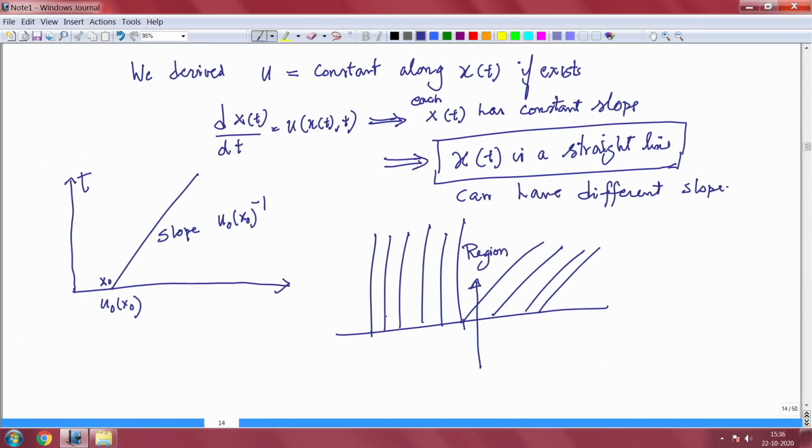A region without any information, because the characteristics are the ones transporting information from the initial values. The value u naught of x naught is transported along the characteristics. So if there are no characteristics, there is no information. This is called a rarefaction region.